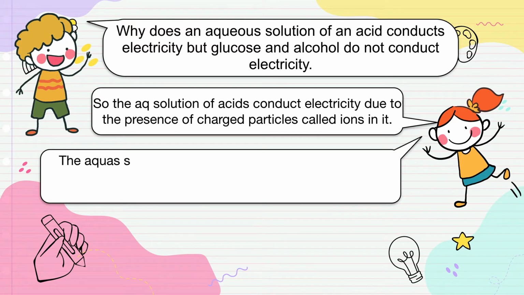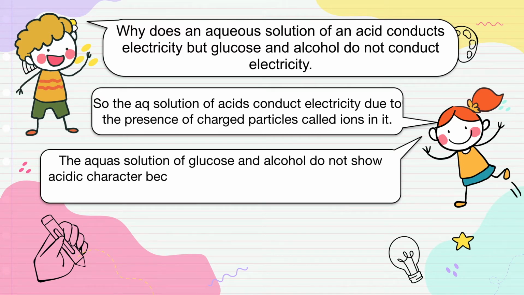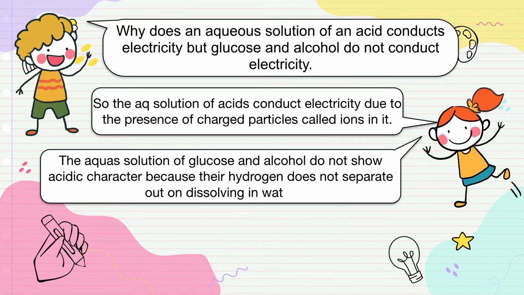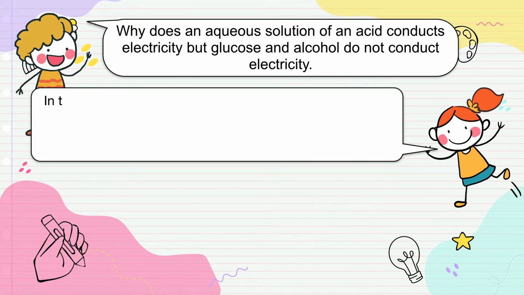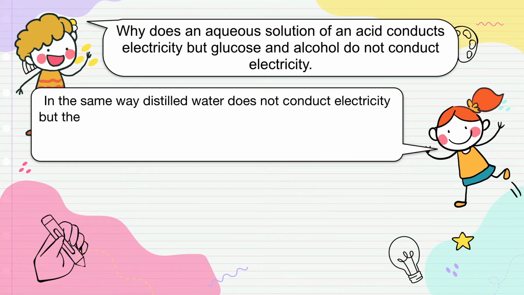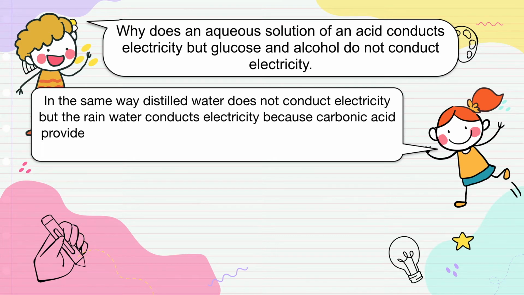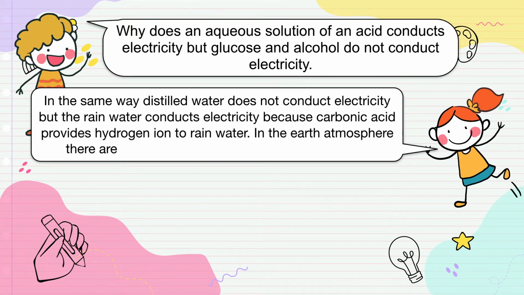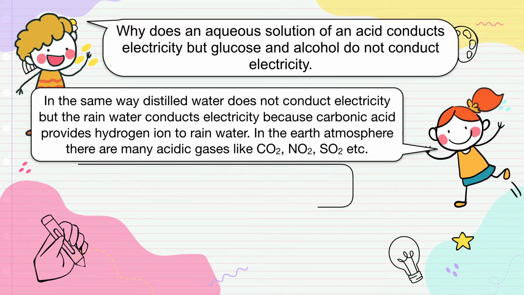The aqueous solutions of glucose and alcohol do not show acidic character because their hydrogen does not separate out on dissolving in water. In the same way, distilled water does not conduct electricity, but rainwater conducts electricity because carbonic acid provides hydrogen ions to rainwater. In the Earth's atmosphere, there are many acidic gases like carbon dioxide, nitrogen dioxide, sulfur dioxide, etc.